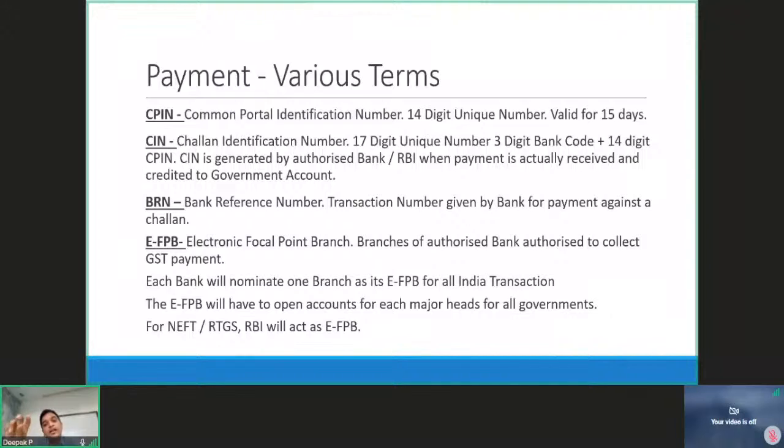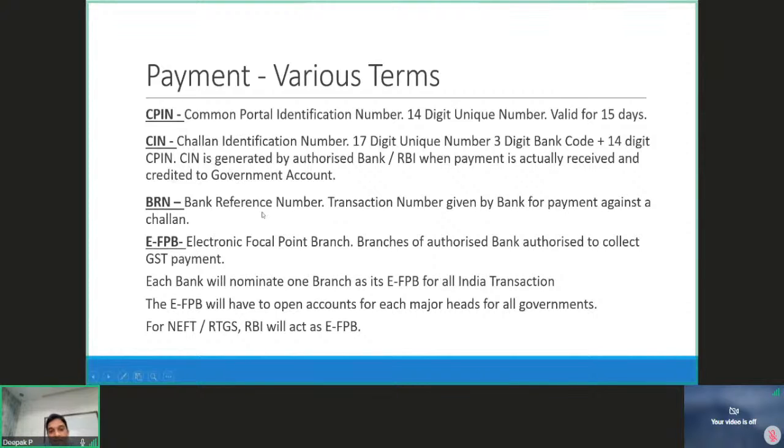Once you make the payment, the CPIN gets converted to CIN, which is a Challan Identification Number. This is a 17-digit unique number, which is a 3-digit bank code plus your 14-digit CPIN. So the 14-digit CPIN plus the 3-digit code makes it a Challan Identification Number. The Challan Identification Number is generated by the authorized bank or the RBI when the payment is actually received and credited to the government account. Once you make the payment, the CIN gets generated. CPIN and CIN are the commonly used terms.